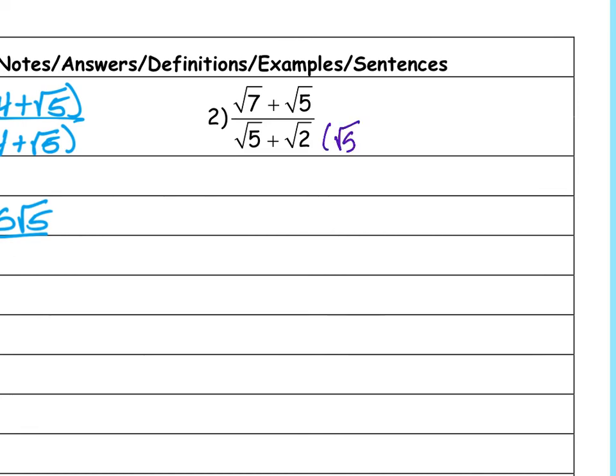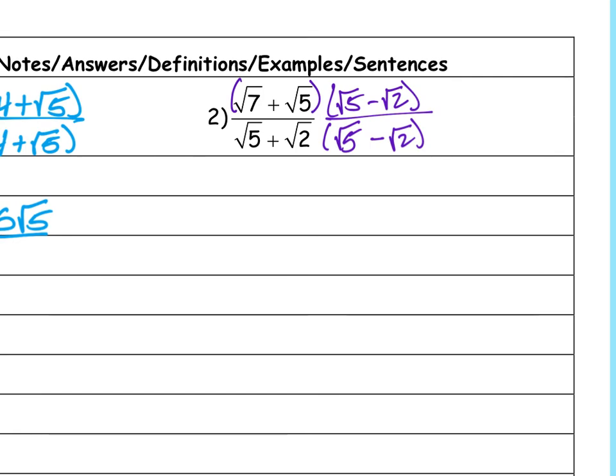So this one I'm going to multiply by 5, the square root of 5 minus the square root of 2, divided by the square root of 5 minus the square root of 2, right? I'm multiplying by 1. So I'm doing this. This one's a little harder because I have to do the top and the bottom. Well, I had to do the top and the bottom on the last one, but I only had one term in the top. This one's a little harder.